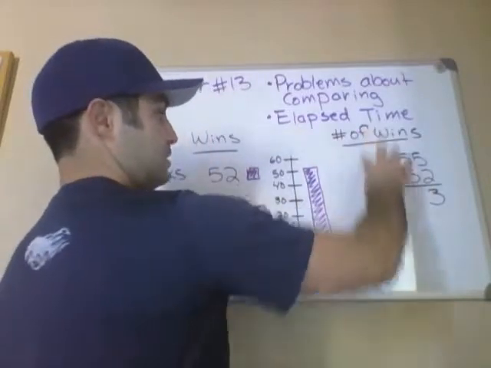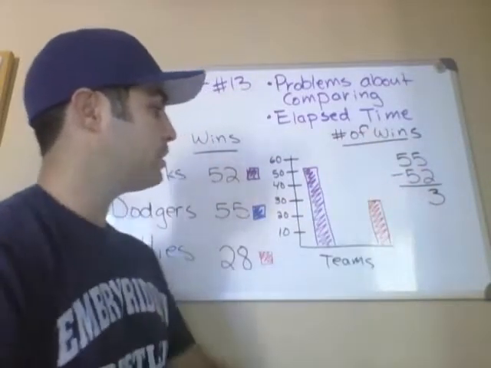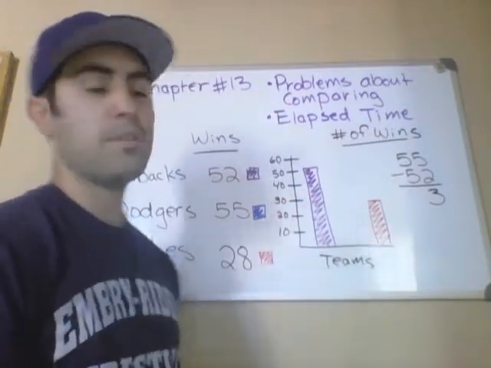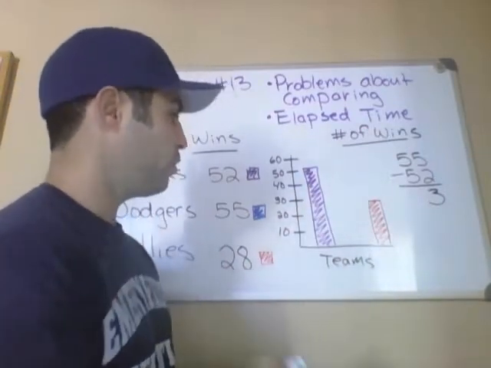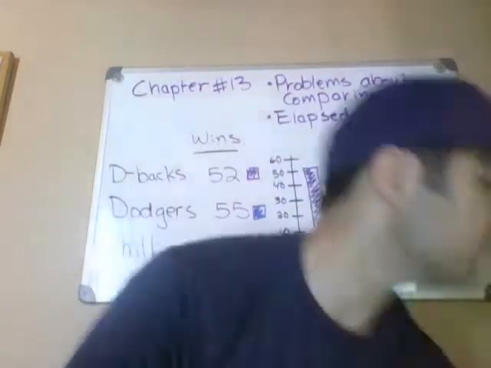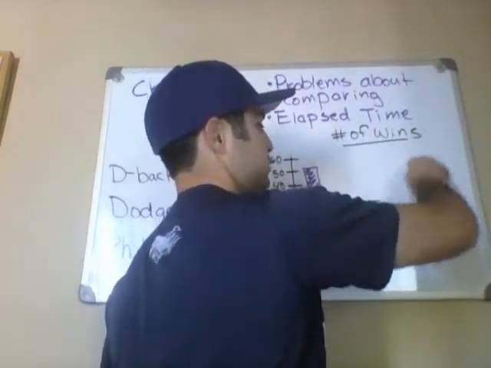You can see this is a lot shorter. The Phillies' number of wins is a lot shorter than the number of wins that the Diamondbacks have. So what is the difference for this problem? Let me erase this little scratch work over here.